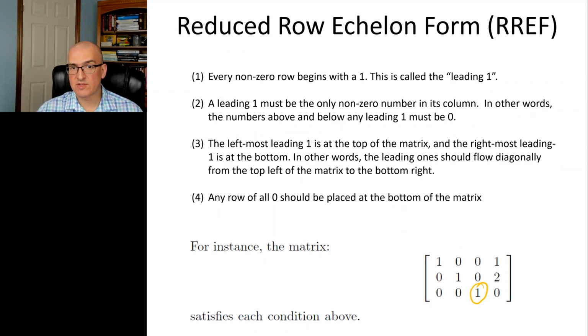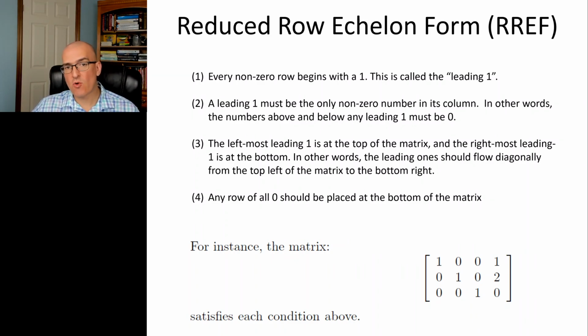Above it are all zeros, so it meets the criteria so far. Next criteria. The leftmost leading one is at the top of the matrix, and the rightmost leading one is at the bottom, and the other leading ones are in descending order depending on where they appear in a column. That means that the leading ones should form something that looks like a staircase, going from the top left to the bottom right.